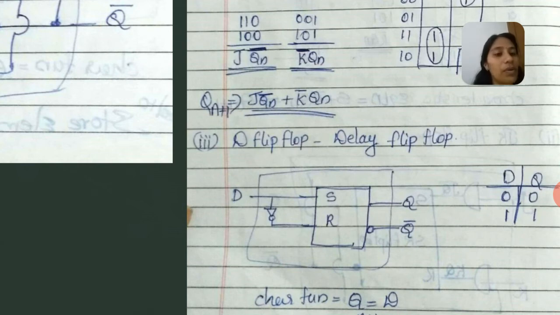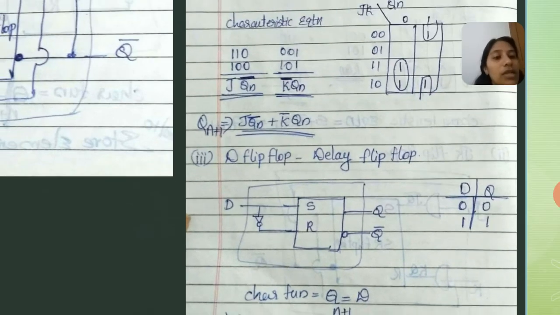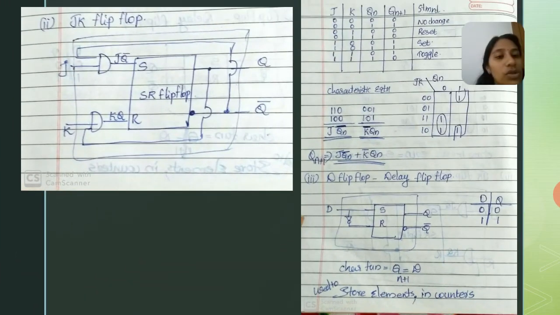So if you are providing 0, you will be getting 0 after a time delay. If you are providing 1 on the input, you are getting the result 1 with a time delay. Here a symbol box consists D flip-flop. Altogether you are providing the input D and getting Q and Q bar as result. This is all about D flip-flop, which is used to store elements in counters.